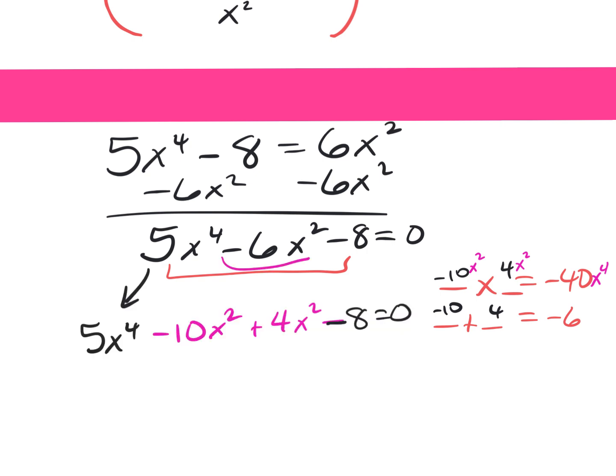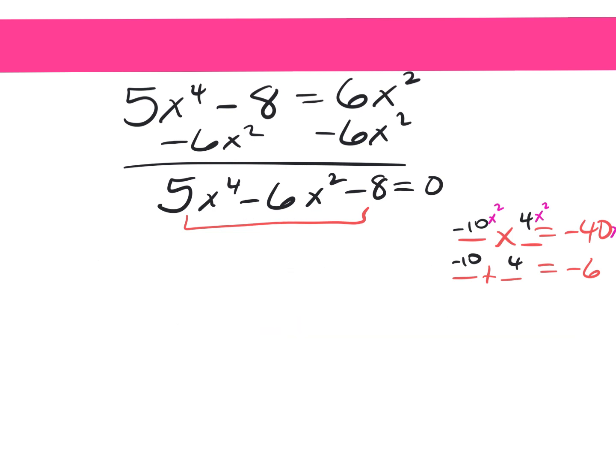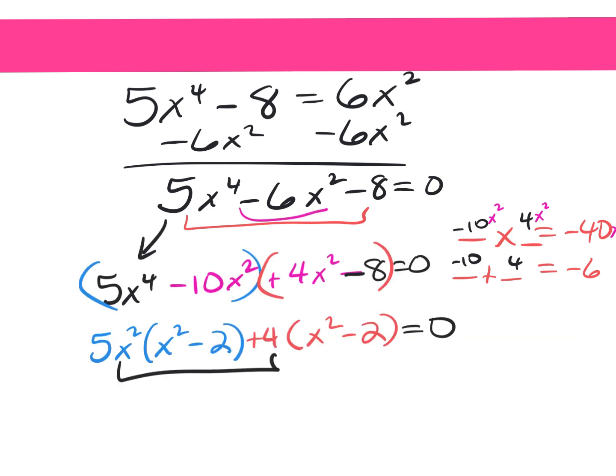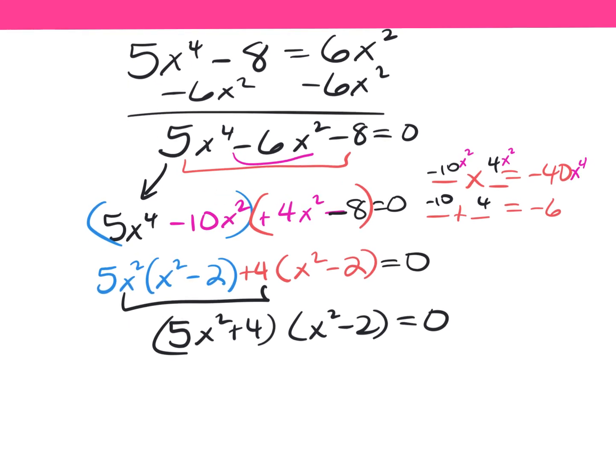I'm going to go ahead and make some groups here. My greatest common factor of the blue group is going to be 5x squared. My greatest common factor of the red group is going to be positive 4. I put the two GCFs together. This becomes my first binomial. So 5x squared plus 4, and then the binomial in common. I set each of the binomials equal to 0.